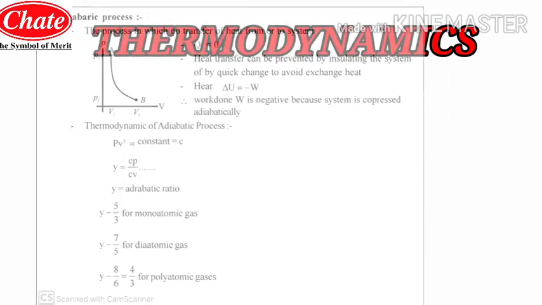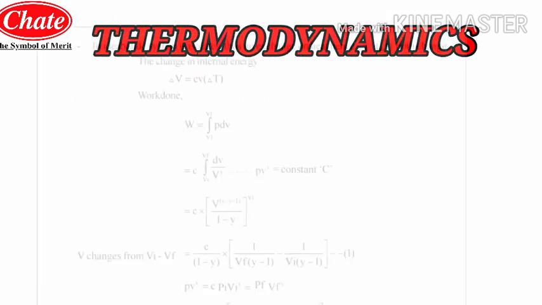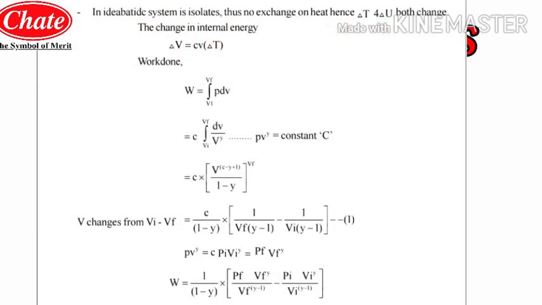Now the next part of this process we will see. The next part of the calculation of the adiabatic process is popping up on your screen now, students. In an adiabatic process, the system is isolated, meaning the entire system has been isolated with insulating material, hence no heat transfer will be there. There is no exchange of heat, hence delta T and delta U both change. As the system is insulated or isolated, delta T and delta U both will change.